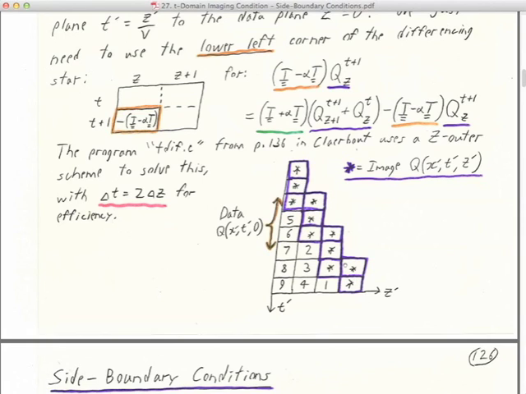And so now we put our image data along the purple area, along the image plane, and the image plane is a little slantier than it was in the first examples I used, because delta t is equal to two times delta z for efficiency. So velocity is equal to 2 here. So the image plane is steeper.